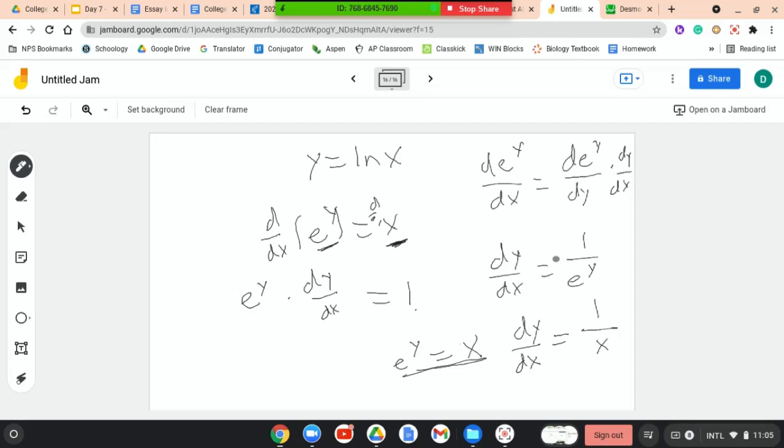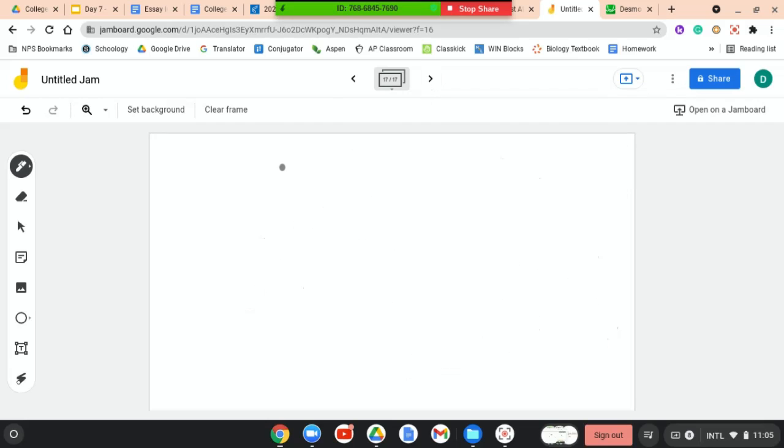Cool. So you can write this in your notes. The derivative of the natural logarithm of x is 1 over x. We good with that? Yeah. All right, cool.